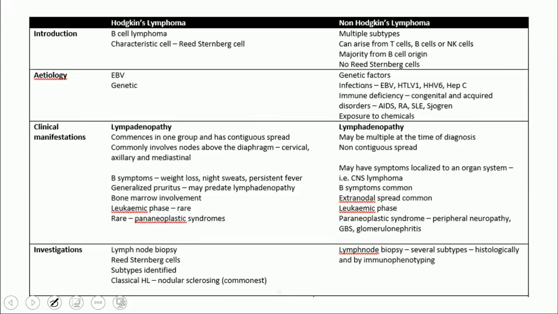Now, classically, in Hodgkin's lymphoma, they have lymphadenopathy starting in one lymph node group. So the lymphadenopathy starts in one lymph node group. Right? So they have neck involvement, right? Lymph nodes in the neck as the first presentation, right? And then it spreads contiguously. One to another, contiguous spread. Right? So you get contiguous spread.